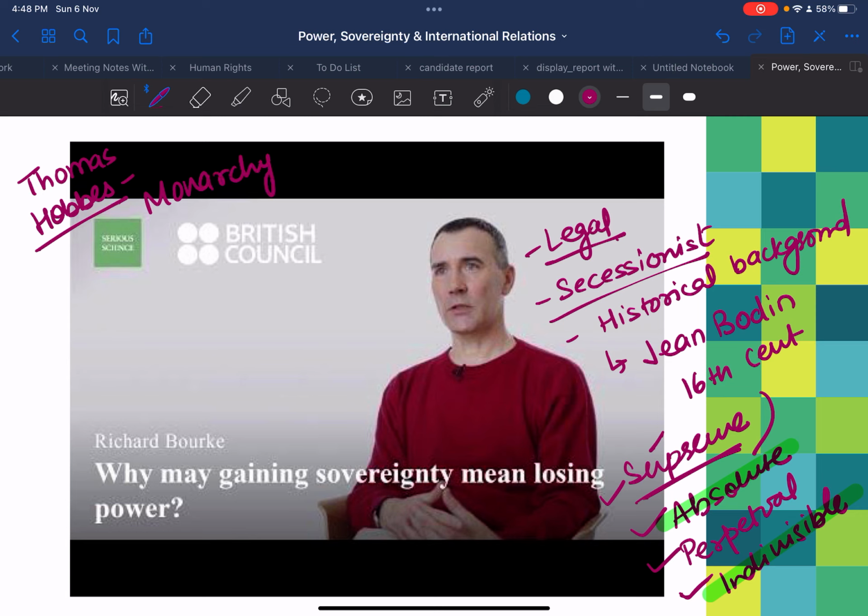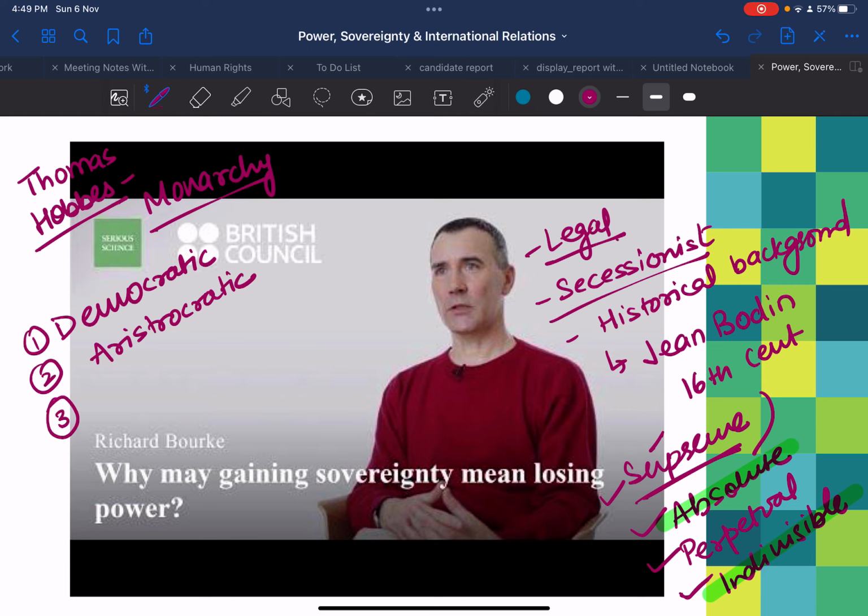So that means sovereignty resides in different forms of government, but for Thomas Hobbes it was monarchy which was the preferable one. For Bodin and Hobbes there were three different types of legitimate sovereignty. One was democratic, for both of them, right? Bodin and Hobbes. Second one was aristocratic. Those rich people were aristocratic, where sovereignty resides, right? Oligarchy or aristocracy. And the third one is monarchical.